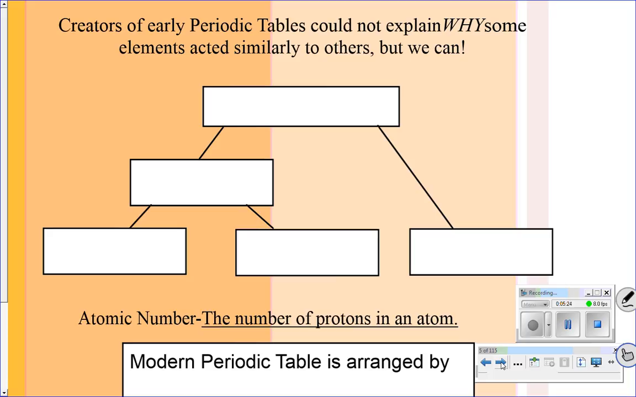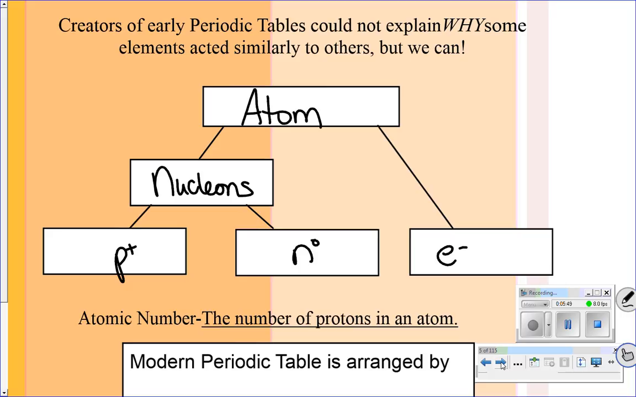Creators of the early periodic tables couldn't explain why some elements acted similarly versus other ones. Now remember, in the 1800s, we were just coming to know what protons and electrons were. We had really no understanding of neutrons. So keep in mind, parts of the atom, we've got nucleons, so protons and neutrons, and we have electrons. We were pretty new into understanding the parts of an atom, so it made a lot of sense to use mass in the beginning.